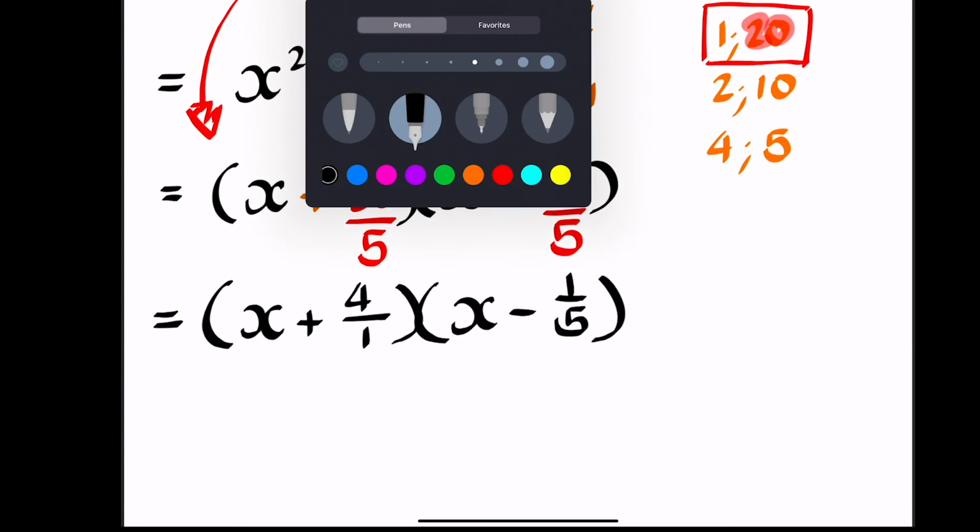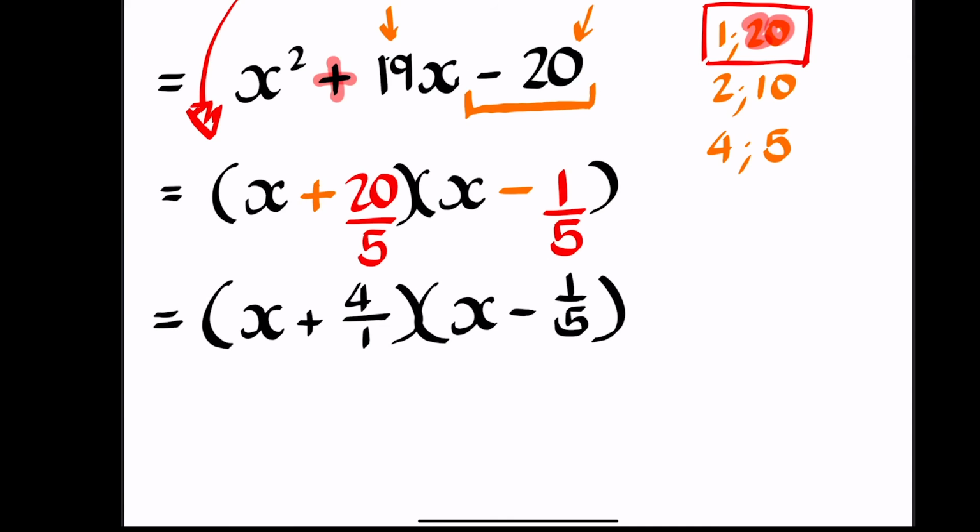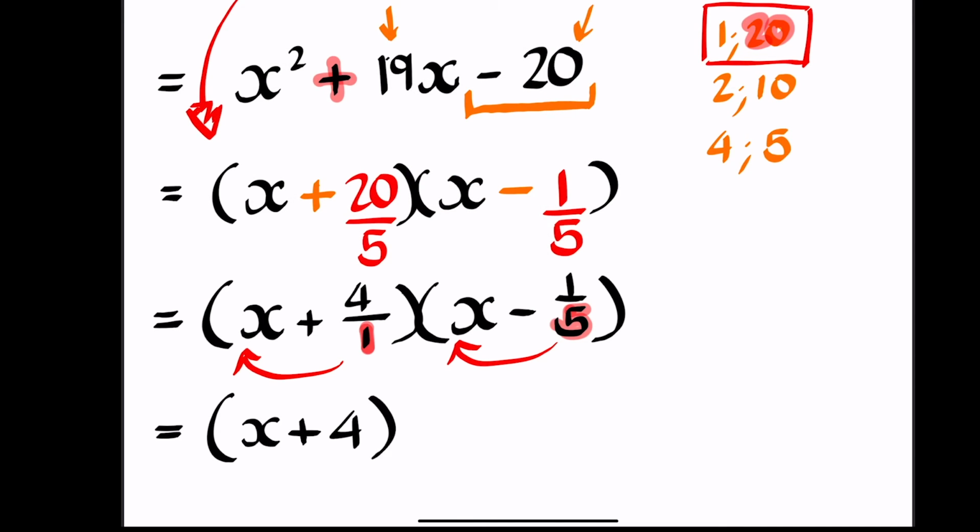Now my final step is taking this denominator and putting it in the front of the brackets. So I'm going to have 1 times x, which is x plus 4 into 5x minus 1.